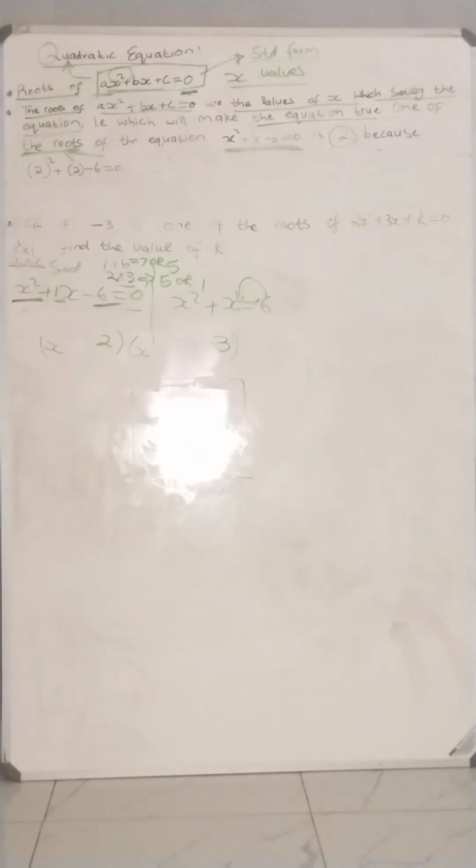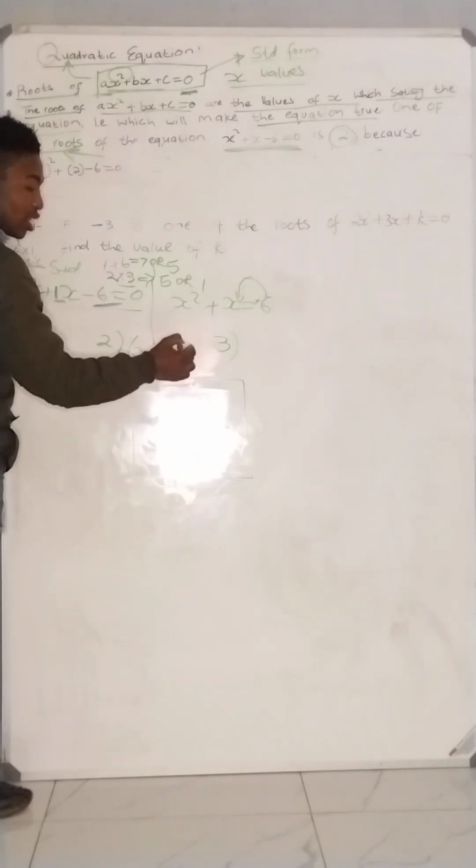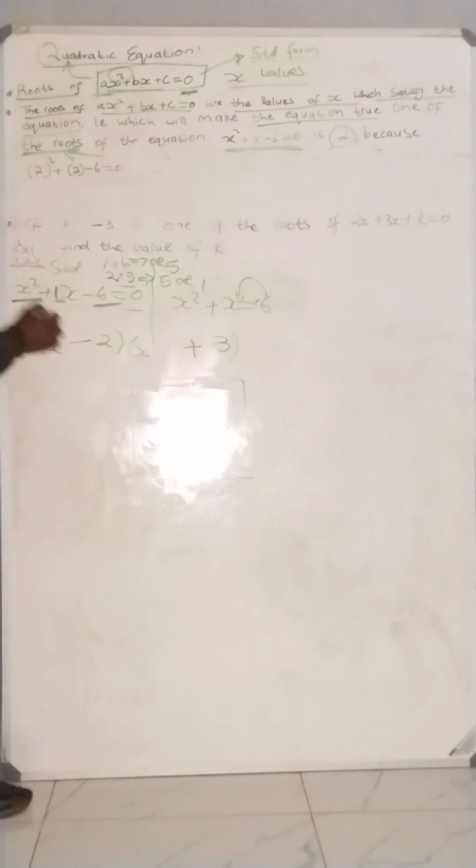Now, do we have a positive b or a negative b? Do we have a positive 1 or a negative 1? That's the next question you're gonna ask yourself. And the answer is we have a positive 1. So then it means you must have a 3 that is positive and a 2 that is negative. Okay. Now, it means that you have factorized this equation.